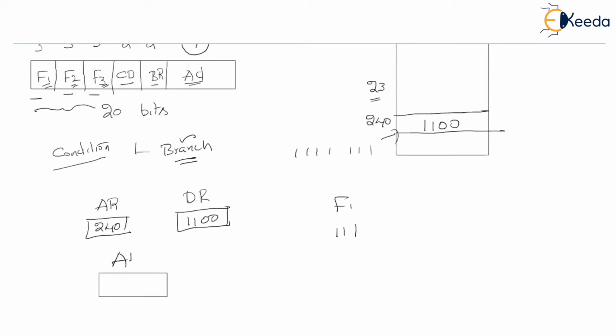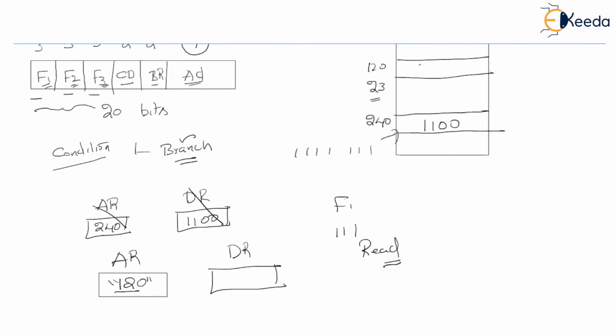Now, the address register holds 120. The data register has some X value, let us say. During a read operation, this address which is specified by the address register will get located in the main memory. Let us say this 120 gets located in the main memory, in which there is a content. The content is, let us say, 280.